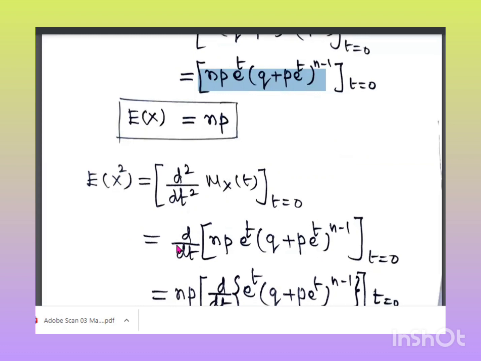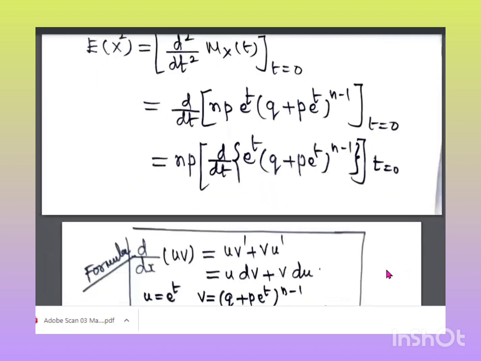Okay, so I am writing here 1 time. I am taking differentiation here, d by dt of np, the value of E of x, I am writing here (e power t q plus p e power t) power n minus 1 at t equal to 0. Now, np has no t, so I have taken it as a common factor: np into d by dt of e power t into (q plus p e power t) power n minus 1 at the point t equal to 0.